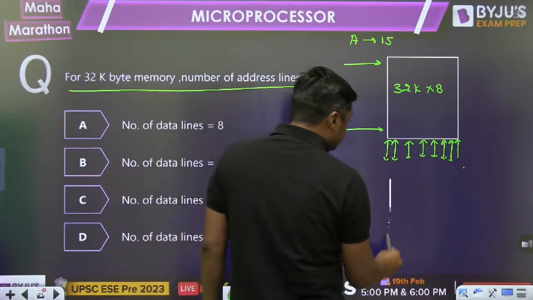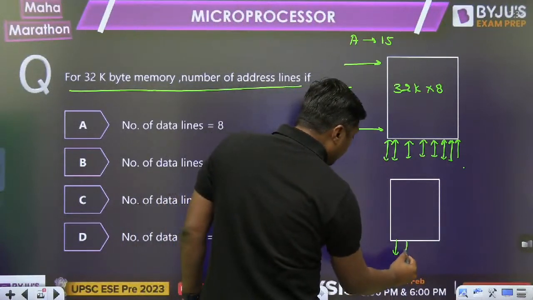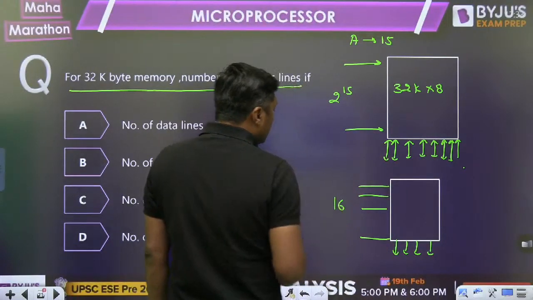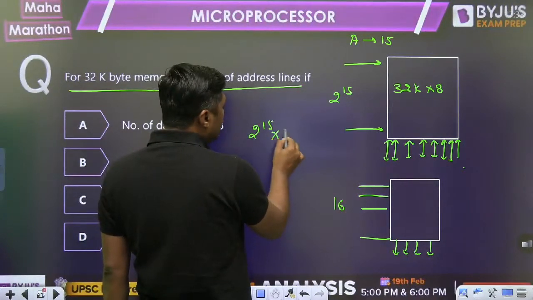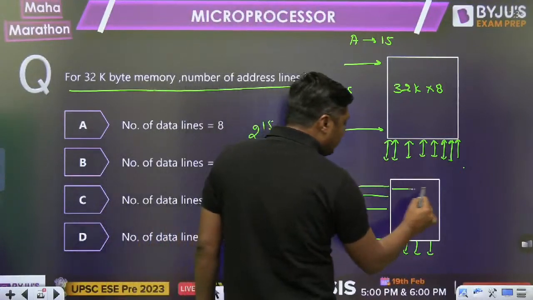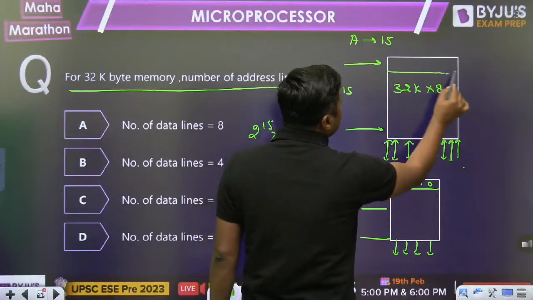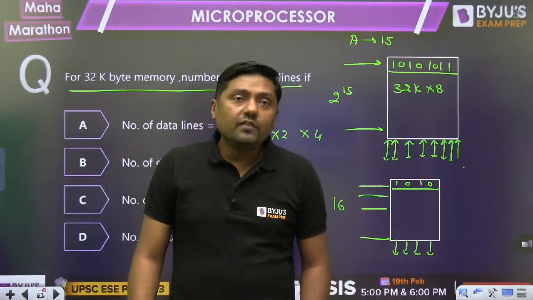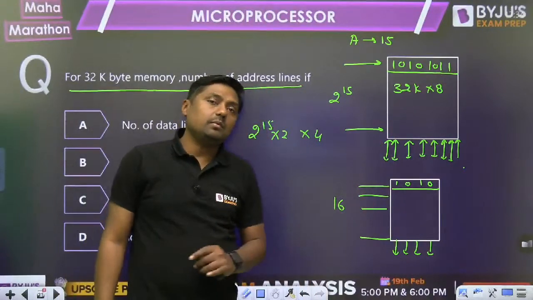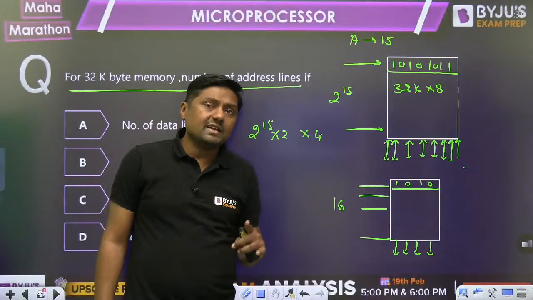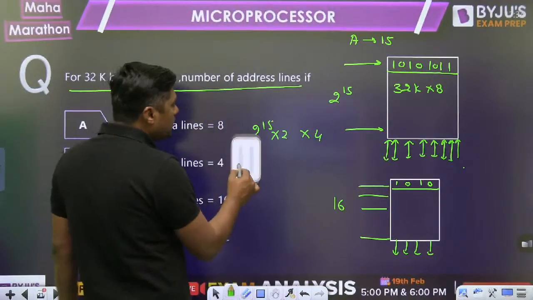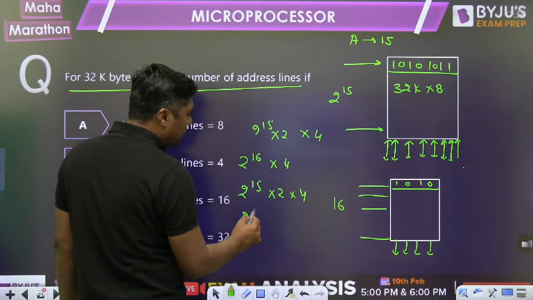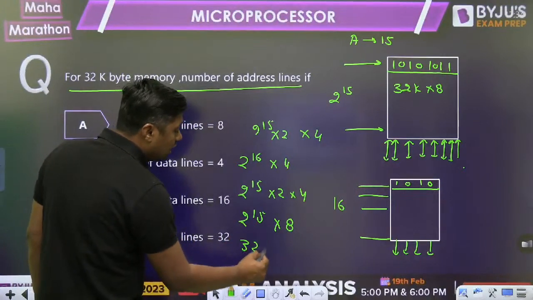But in the second case, if there are only 4 data lines, then there will be 16 address lines. Then we can write 2 to the power 15 into 2 into 4 data lines. It means in every register, there will be 4 bits only, instead of 8 bits. This is 4 bit storage. If that is the case, then my dear friend, how many address lines? Everyone tell me. 16 address lines. So 16 address lines means 2 to the power 16 into 4. You can write 2 to the power 15 into 2 into 4, that is 2 to the power 15 into 8, and that is called 32k bytes.